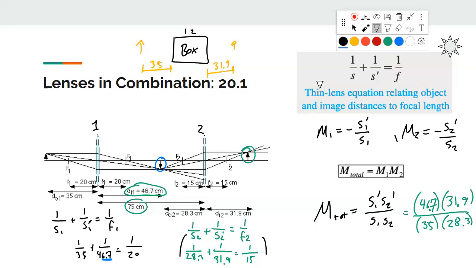Okay, any other questions on this section? Yes. Correct. So it's both S and it's negative. And then for S, it's positive when it's to the left of the lens, and it's negative when it's to the right of the lens.